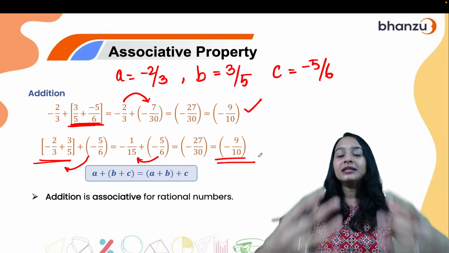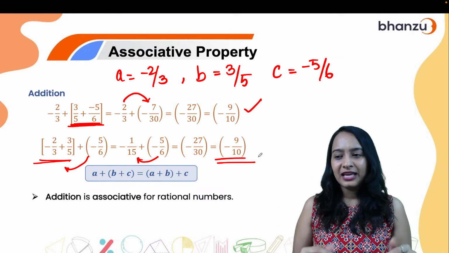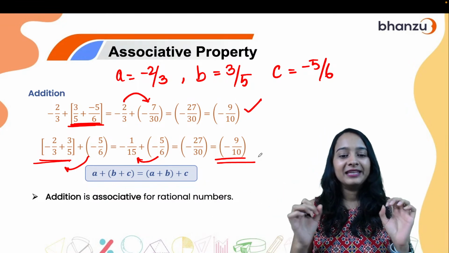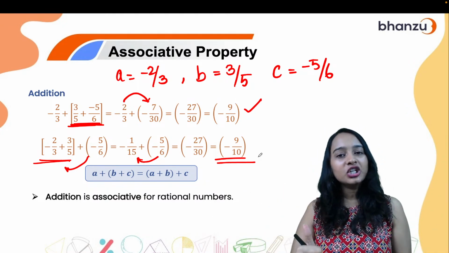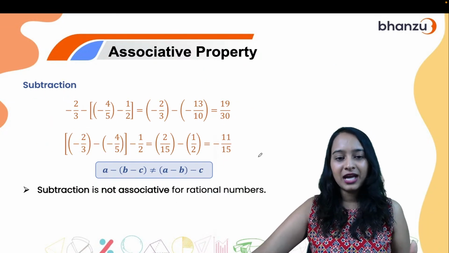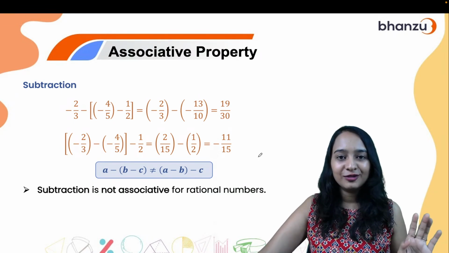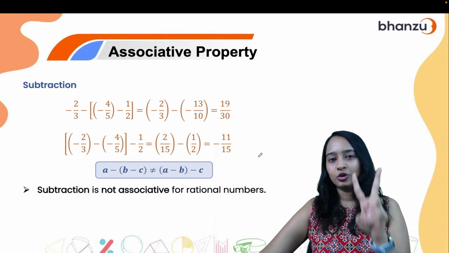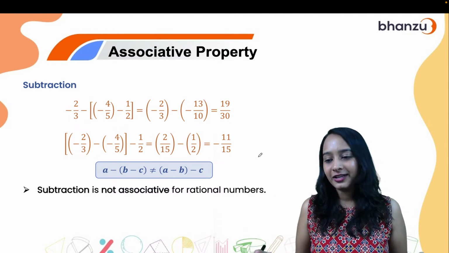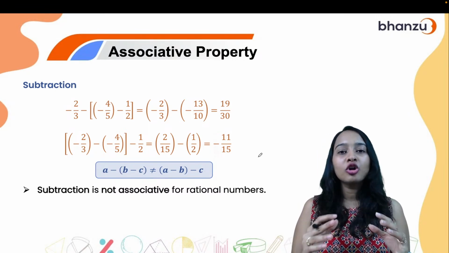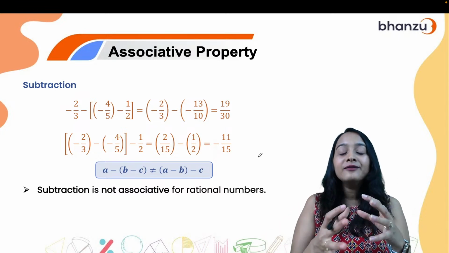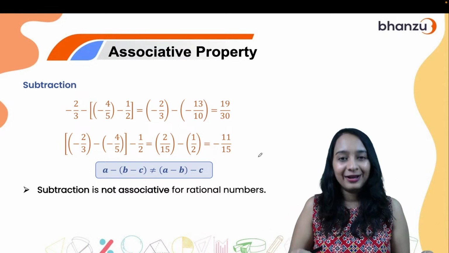So if I give you 3 or more rational numbers, the order in which you add them actually does not matter. The answer is going to be the same. So addition is associative for rational numbers. Since commutative did not work for subtraction, it will not work for associative also. Because in commutative we took 2 numbers, in associative we are taking 3 numbers. Why will it work? It will not work. So subtraction is also not associative for rational numbers. The order in which you subtract actually matters here.